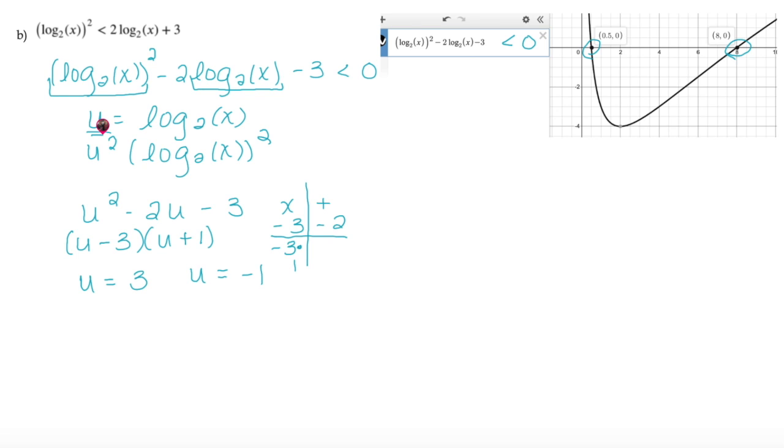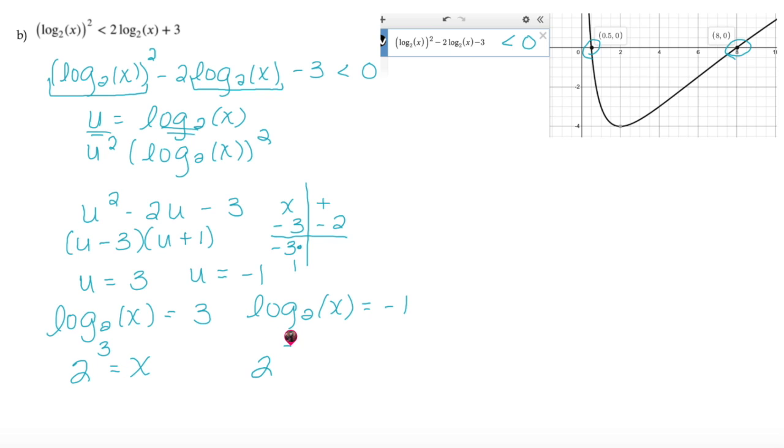Well, our u value is really log base 2 of x. So log base 2 of x is 3, and log base 2 of x is negative 1. Rewriting this using exponents, 2 cubed is x, and 2 to the negative first power is x. So 8 equals x and 1/2 equals x, which is exactly what we see in our graph. But where in between these places are we negative? Because we want to be less than 0.